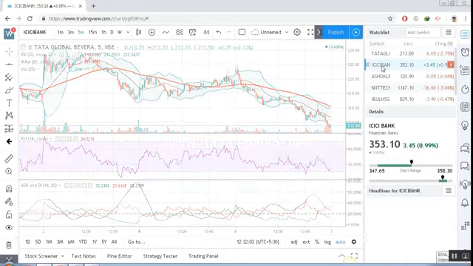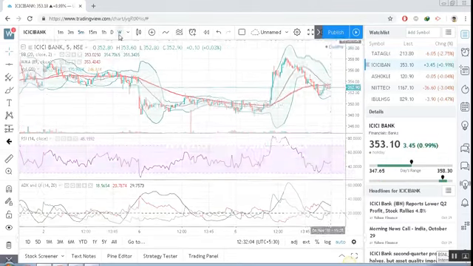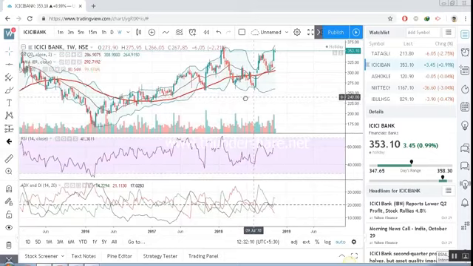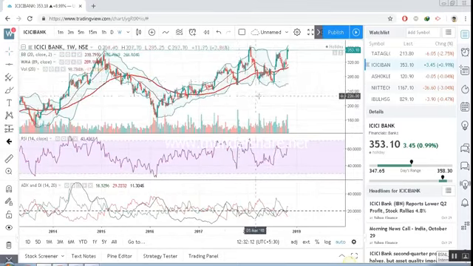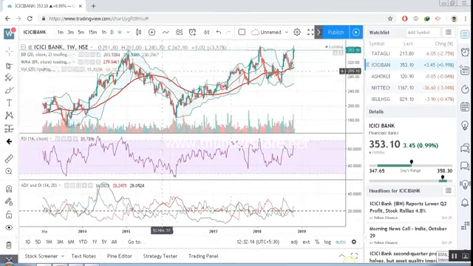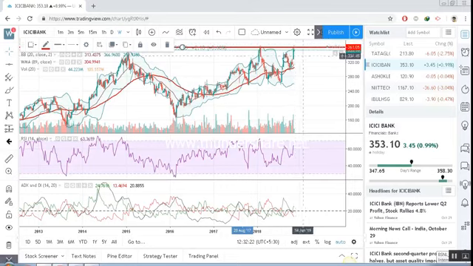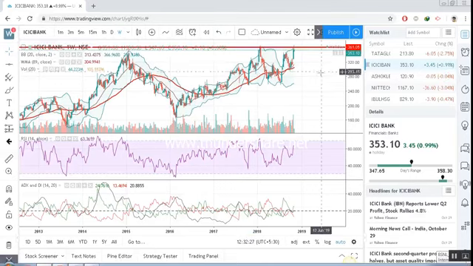So ICICI, when I trade, first of all I have to see whether it is in a trending phase. As a safe trader, you avoid stocks which are not actually in a trending phase. So I'm just marking the resistance zones. You have significant weekly resistance, and supports are the most important levels. If you see, it's very close to the resistance zone.